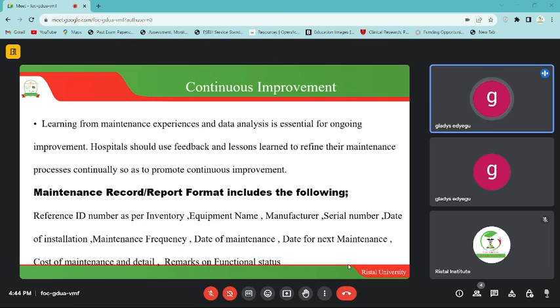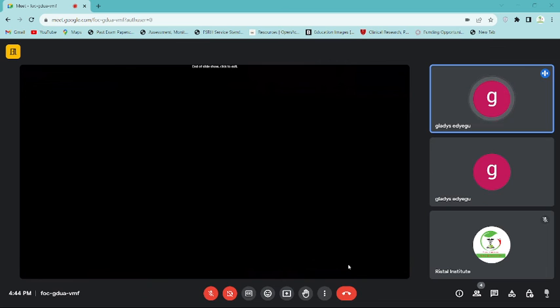The details will also have to specify what happened, what transpired, and what the costs were for in that time of maintenance. Then the remarks also have to come up clearly, whether the machine is functioning, whether the system is functioning, whether the infrastructure is in good condition and functioning. All that has to be brought up. So documentation is very good, and this will help us in continuous improvement of our hospital maintenance and repairs.